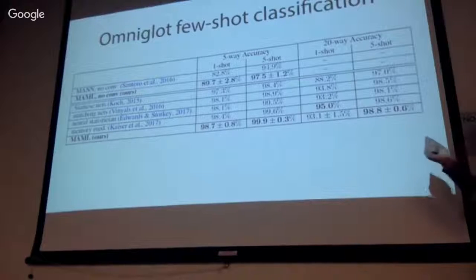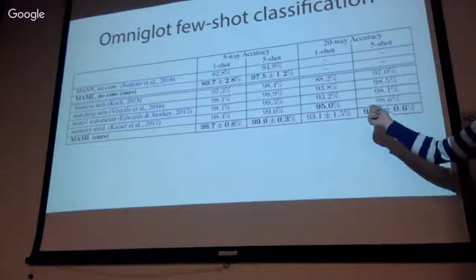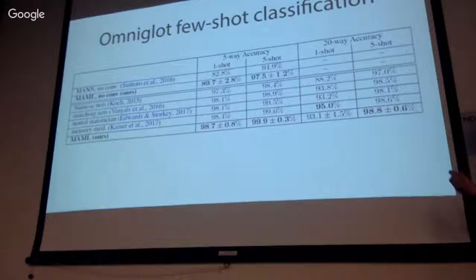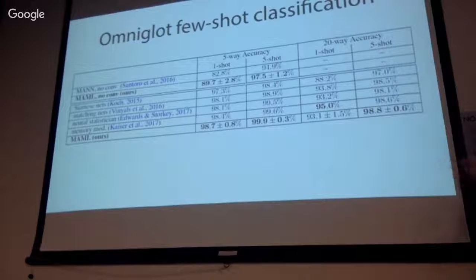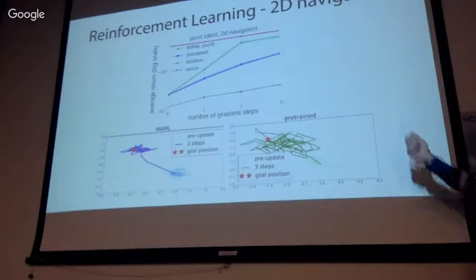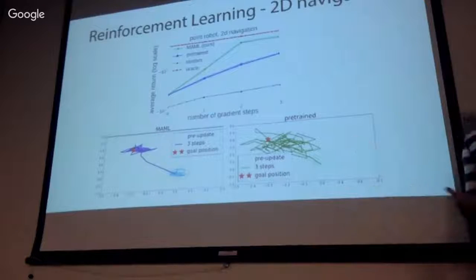We also applied this to few-shot classification on the omniglot data set, and we were able to outperform methods that were actually specifically designed for classification problems, despite the fact that our method is general to regression problems and, as I'll show next, reinforcement learning problems. We also tried this on a 2D navigation task where the tasks were different goals in 2D space. It was trying to learn how to adapt to a new goal in 2D.